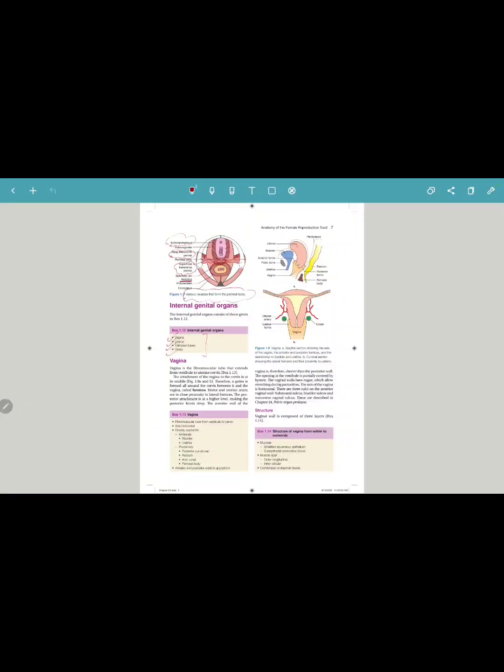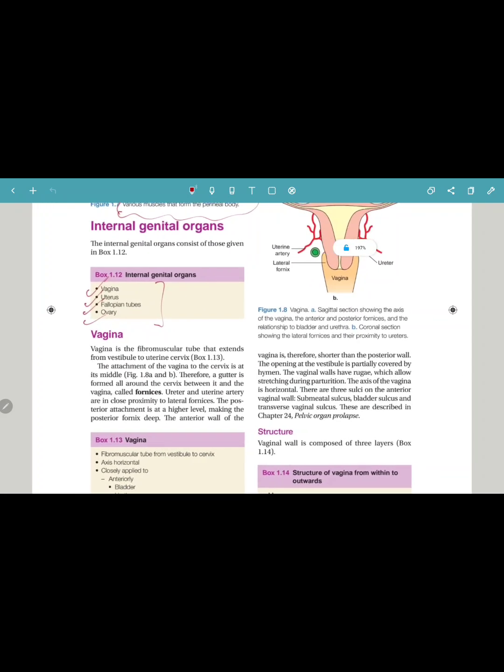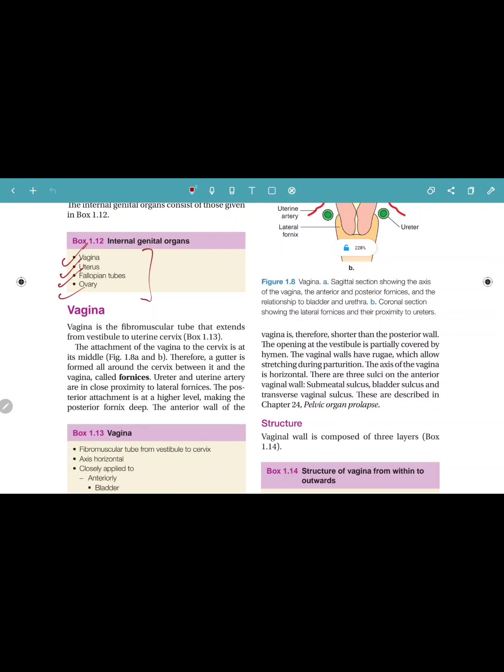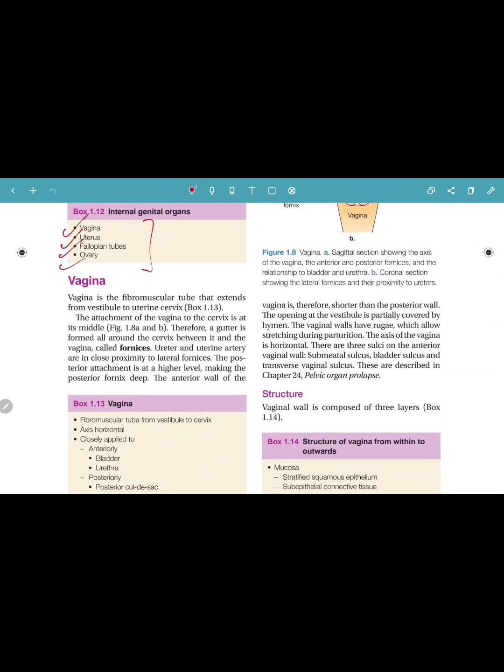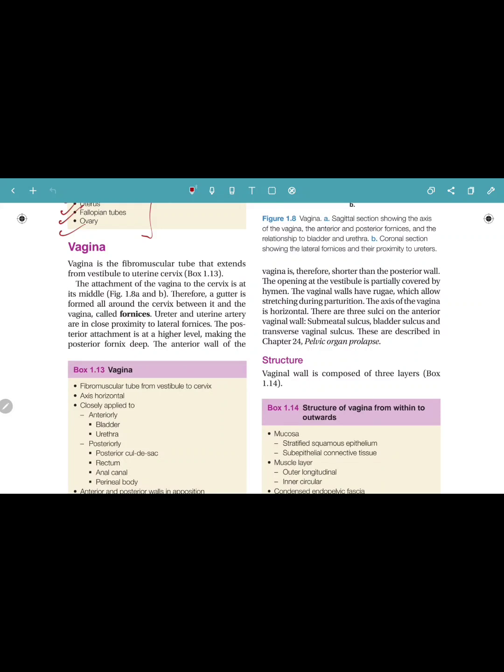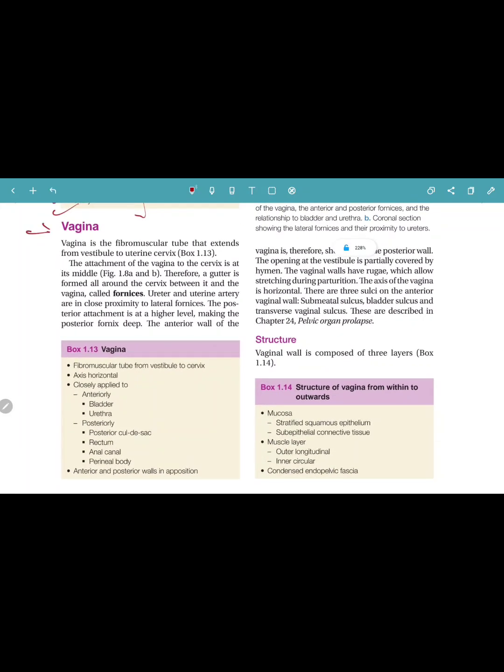So we are going to continue with the anatomy of the female reproductive tract part 2 video. Let's move on to the anatomy of the internal genital organs. The internal genital organs consist of the vagina, the uterus, the fallopian tubes, as well as the ovary. So first, looking at the vagina.